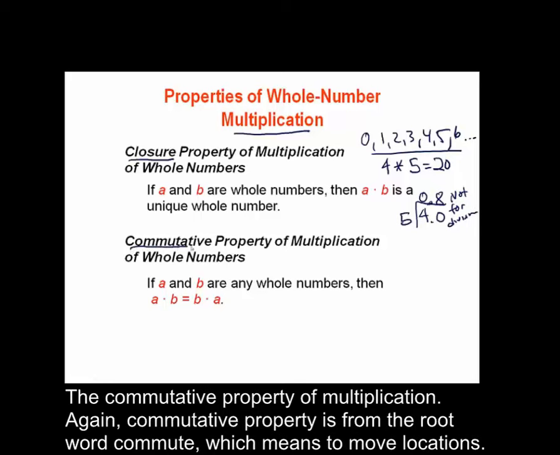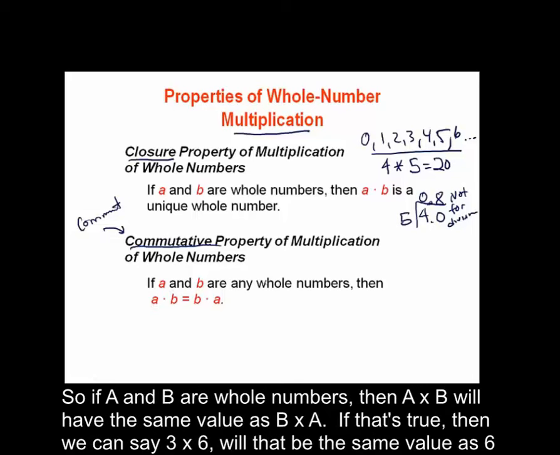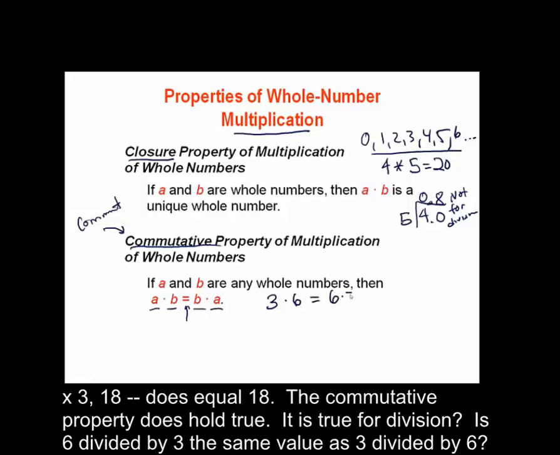The commutative property of multiplication. Again, the commutative property is from the root word commute, which means to move locations. So if A and B are whole numbers, then A times B will have the same value as B times A. If that's true, then we can say 3 times 6, will that be the same value as 6 times 3? 18 does equal 18. The commutative property does hold true.